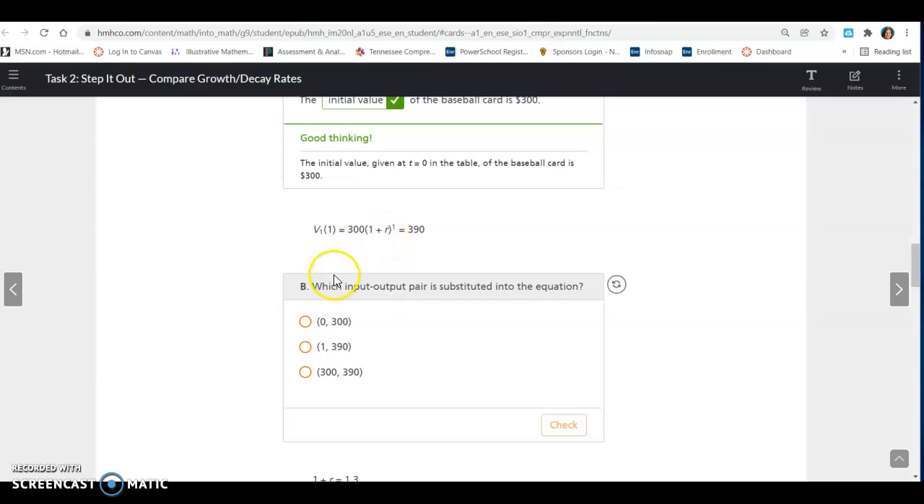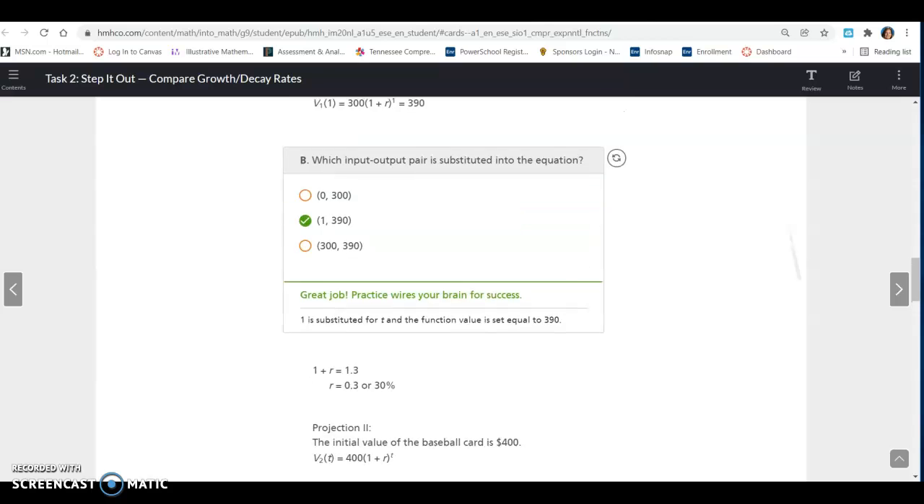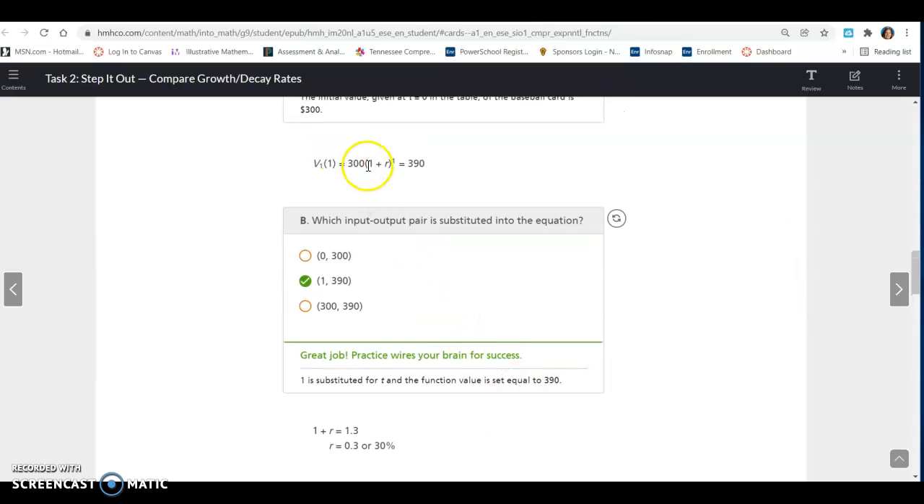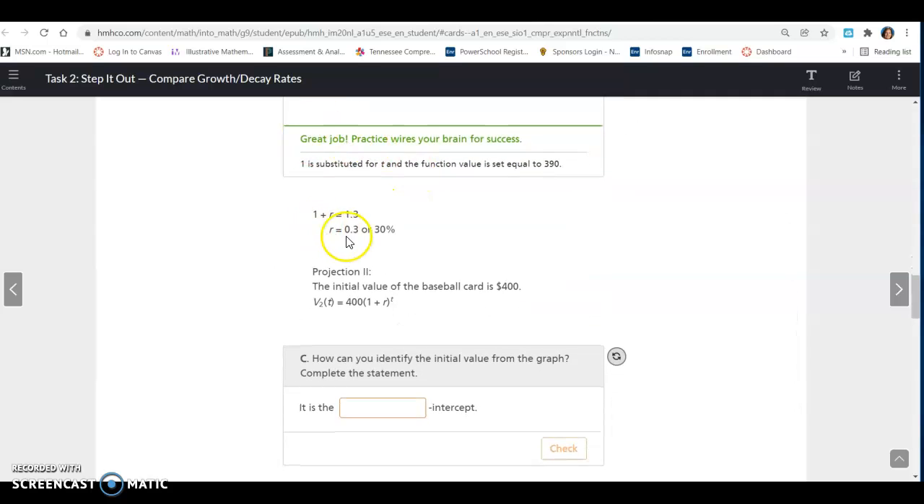All right, so which input-output pair is substituted into the equation? So we used 1 and 390. And that was just the next ordered pair in the table. All right, now if you solve this equation, then you're going to see that the interest rate is 30%.